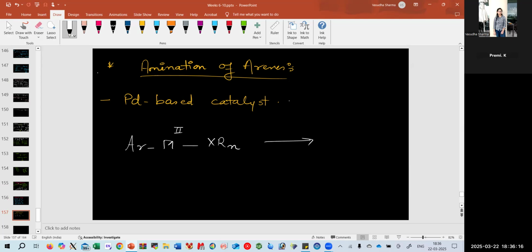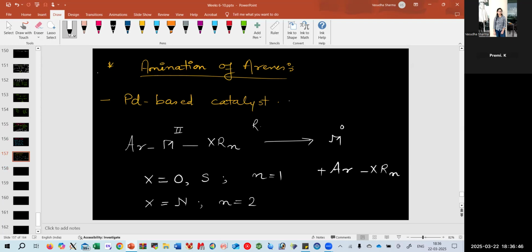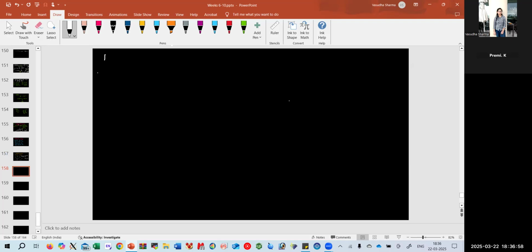So what it really will do, it will go from plus 2 to 0 and form Ar-XRn, where your X can be oxygen, can be sulfur. If that is the case, then your n is 1, considering the valency of your oxygen and sulfur because they are divalent. Nitrogen, if it is, then it would be n equals 2. Let's see the reaction. So this is basically the reductive elimination step that I'm showing. Here, which is the end step of your reaction where your product is going to be formed. Let's look into the mechanism.